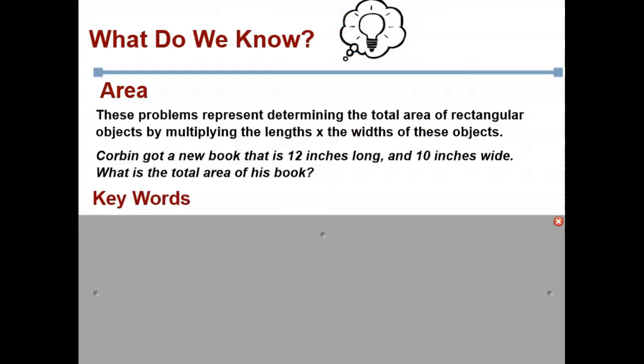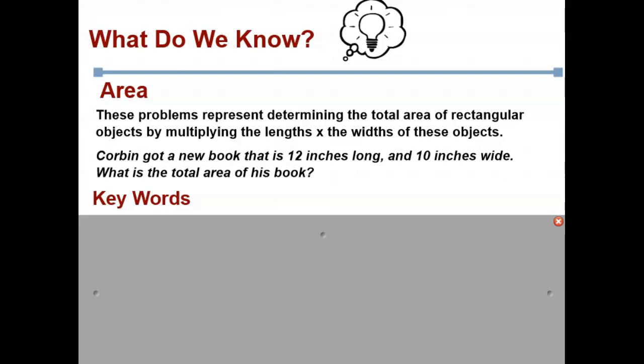We studied a lot about key words that help us identify area word problems. Let's very quickly review these key words so that your mind is really fresh on all of our area content that we've learned about so far. We know that area problems represent the total area of rectangular objects by multiplying length times width.